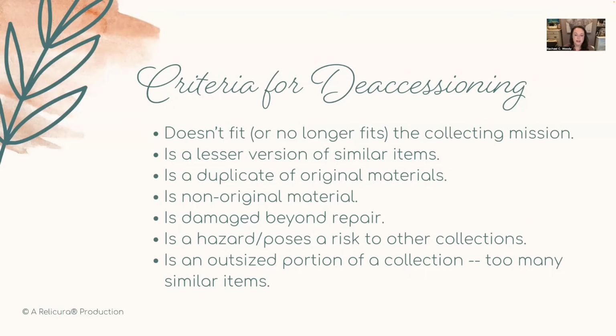Another item in here is damage beyond repair. It could be an original item, something that fits the collecting mission, but if it's covered in mold or it's just beyond recognition because it's so broken, for many reasons, it may be time to get rid of it. So for those two bullet points, it could be damage beyond repair, or it is itself so damaged and yet also so hazardous that it's a risk to the other collections. And finally, it is an outsized portion of a collection, as in there are too many similar items in your collection for that one thing, so that it's not allowing you to collect in any other depth or breadth in other areas of your collection.